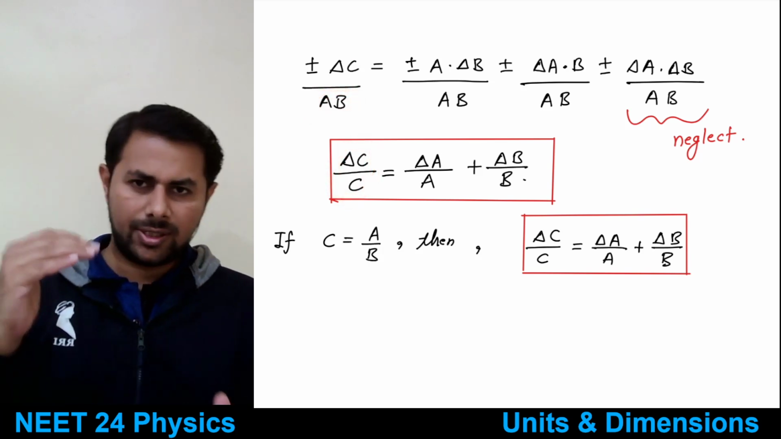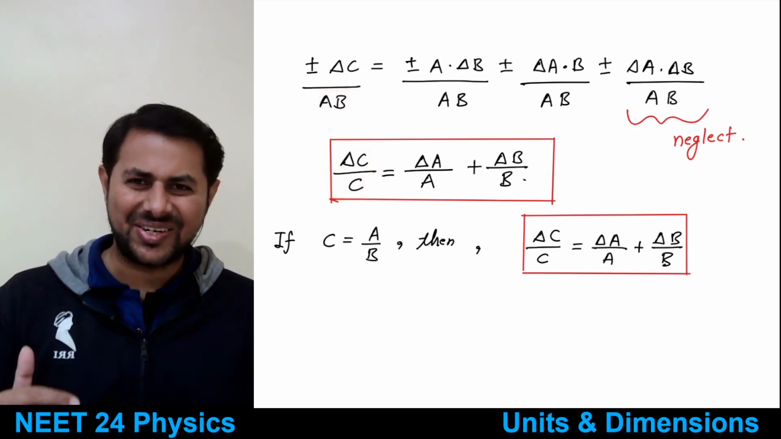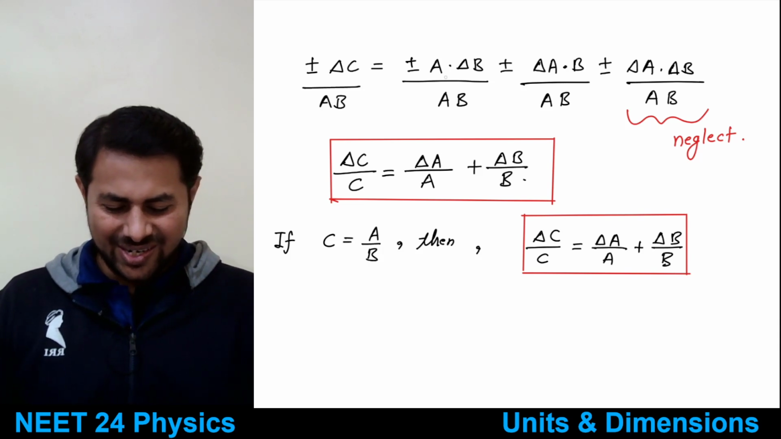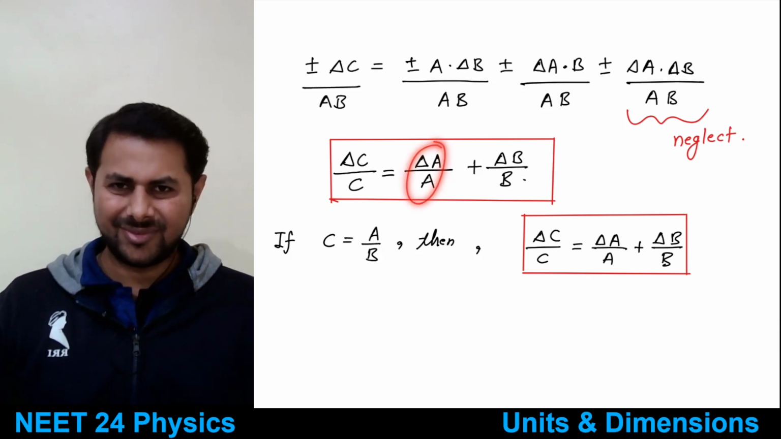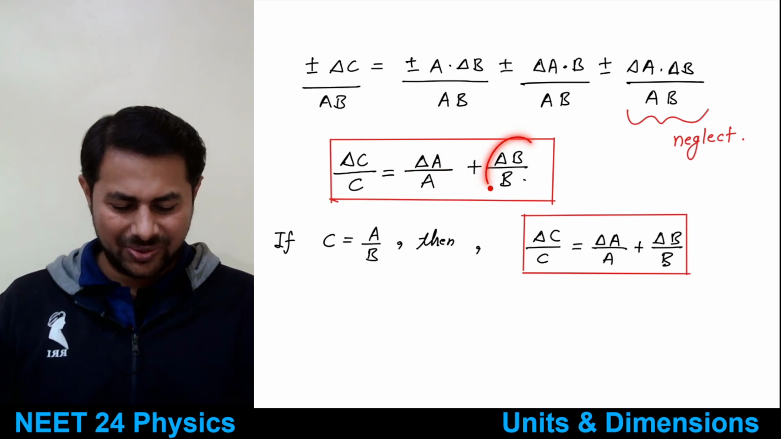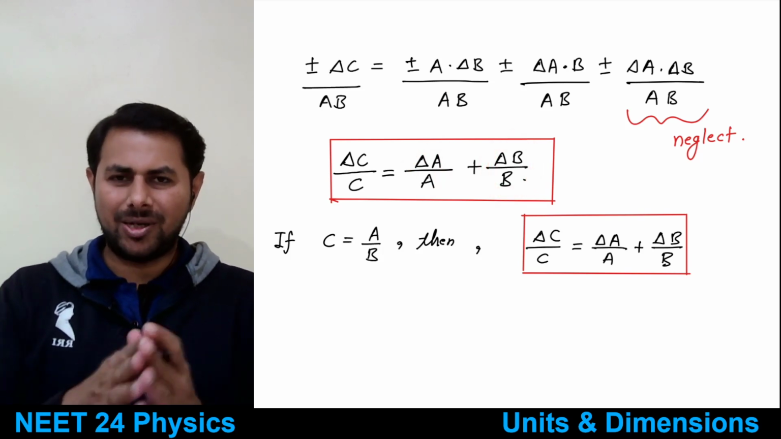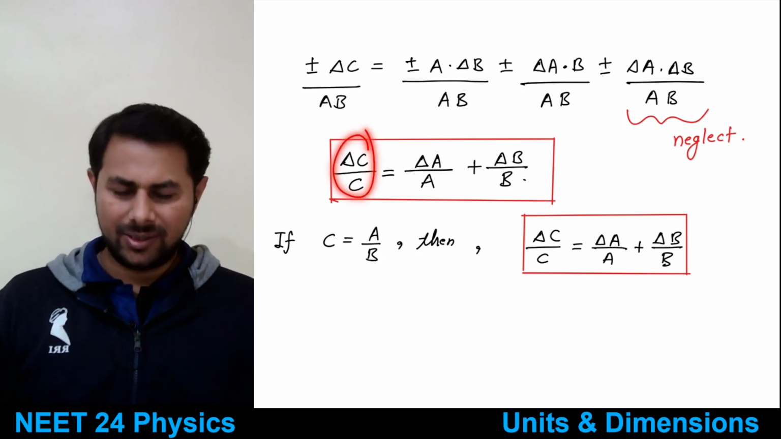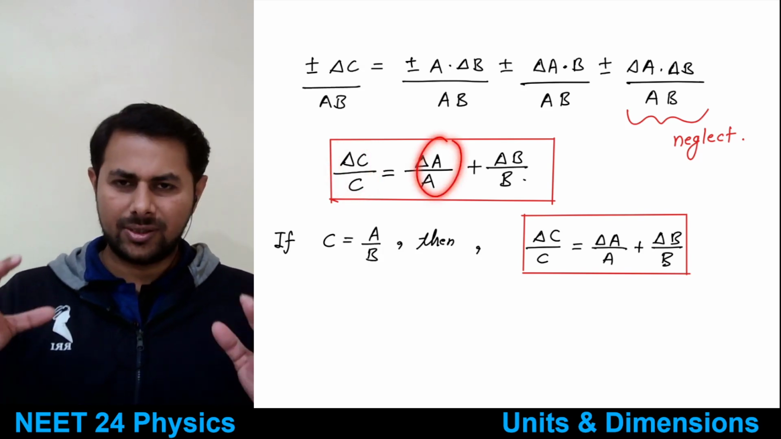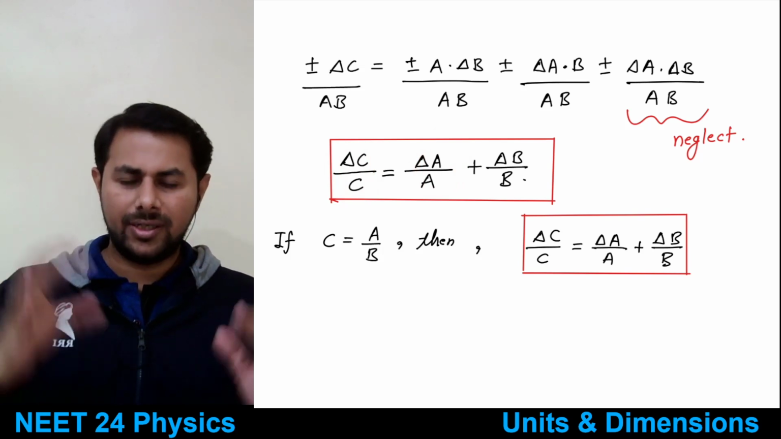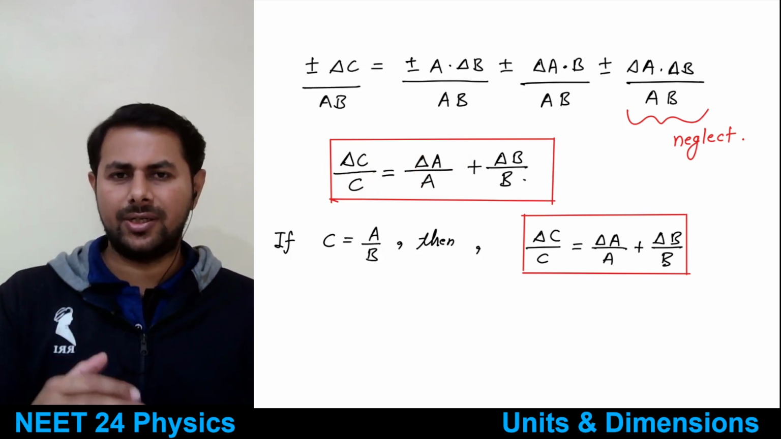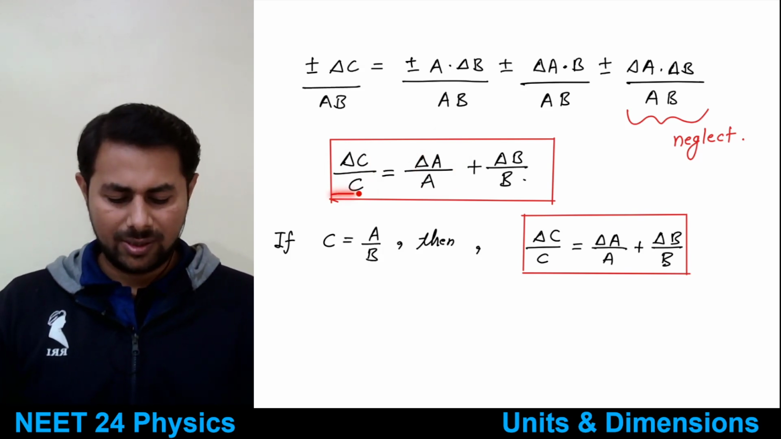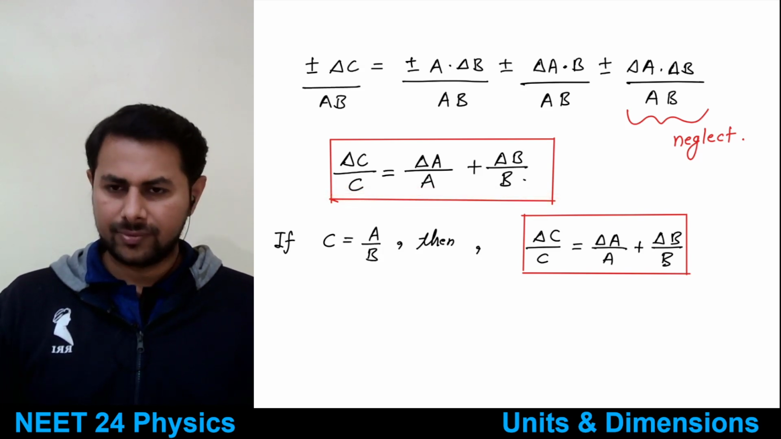So this is the result, sorry, this is the relative error in the resultant. It is delta A by A plus delta B by B. So if you multiply two quantities, then the relative error in the resultant is the sum of the relative errors in the two quantities. This is the result.